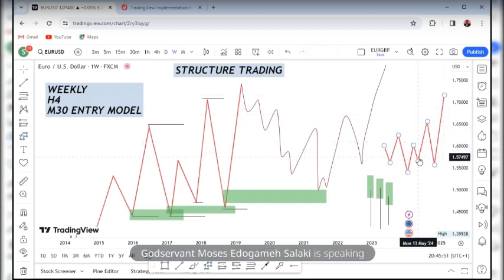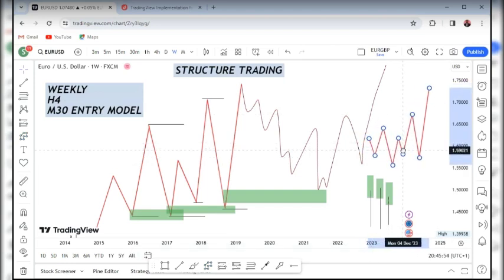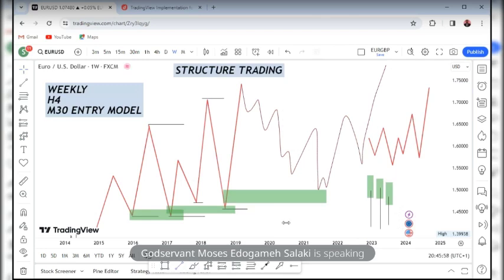This is the model we want to see on the 4 hours.